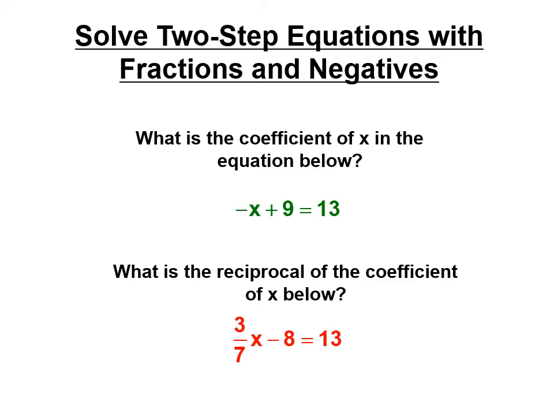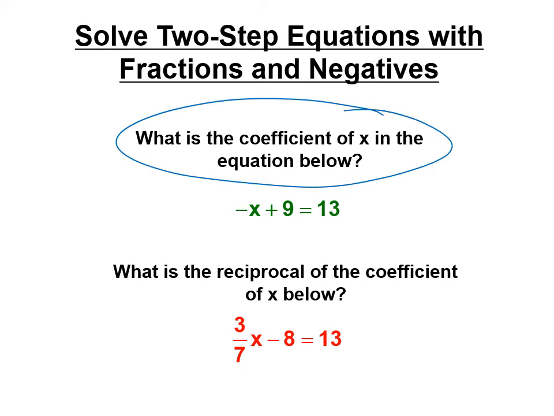So we're going to be solving two-step equations that have fractions and negatives. We did a little bit of that the other day. Well, let's look at the green equation. What is the coefficient of x in the green equation? Well, the coefficient's the number multiplying x. So what number is there? The number there is negative 1. The coefficient there is negative 1. That's what's multiplying x. What's the reciprocal of this coefficient? If that's 3/7, how would you say the reciprocal? The reciprocal of that is 7/3.